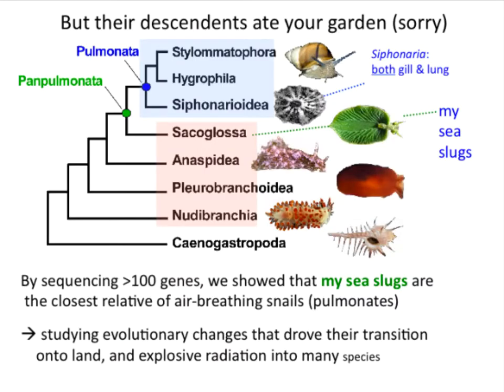And so we did some work in my lab that showed, unexpectedly, photosynthetic sea slugs are the closest living relatives of the air-breathing snails and slugs. So my lab is now doing research to try to understand the evolutionary transitions that allowed this lineage to get out of the ocean and onto dry land and to destroy your yard.